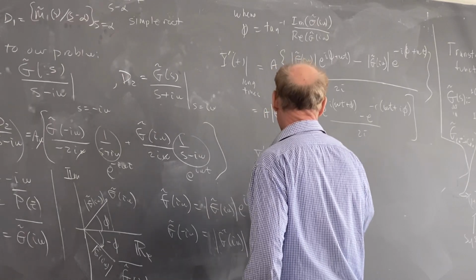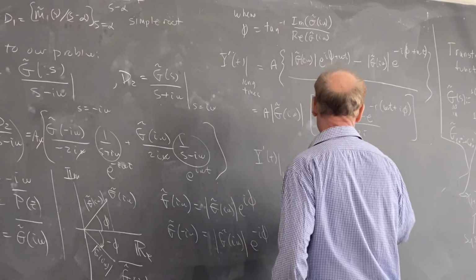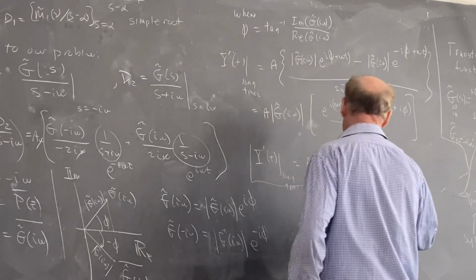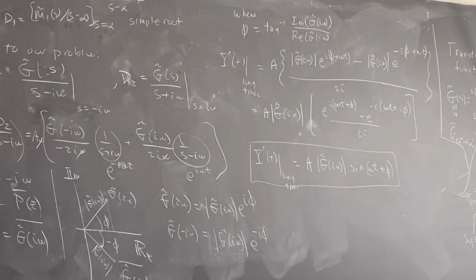So what I have is that y prime of t at long times is equal to A times the magnitude of g tilde of i omega times sine of omega t plus phi. And that is exactly the pot of gold at the end of the rainbow. Why is that? Because I can answer question 4 exactly from here.